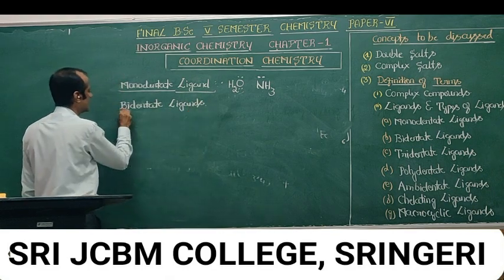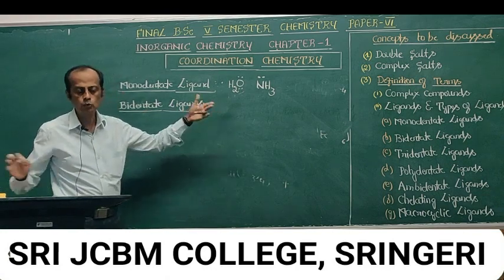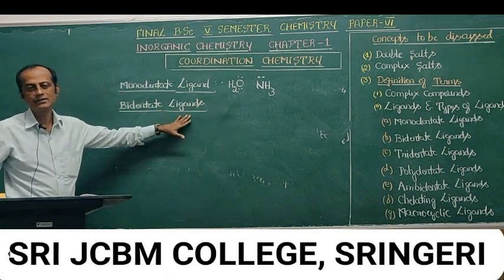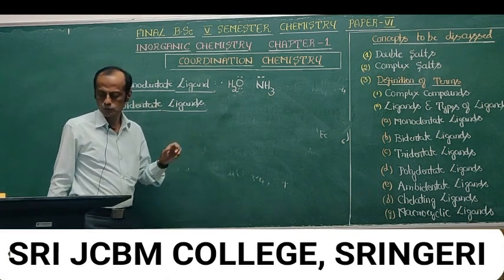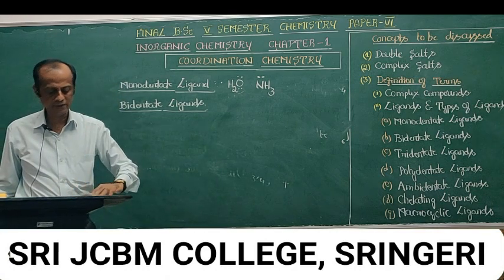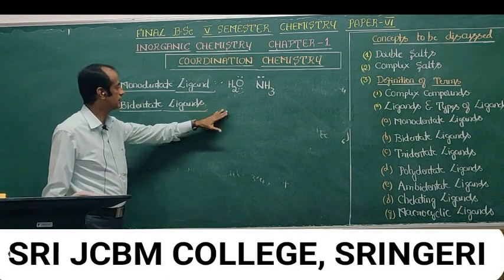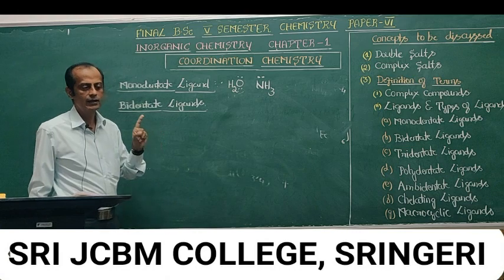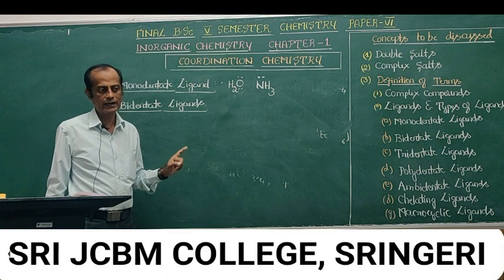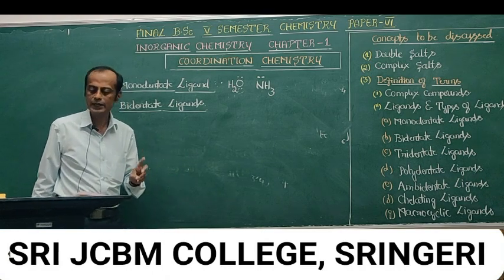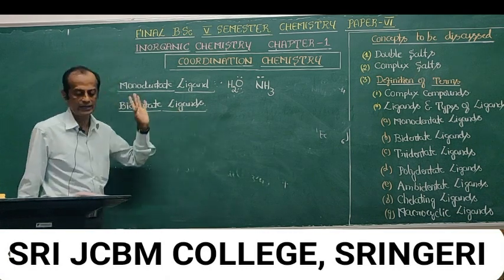Bidentate ligands, as the name itself suggests, can donate two pairs of electrons to the central metal atom. A ligand which has two donor atoms through which it can donate two lone pairs of electrons to the central metal atom or ion to form two coordinate bonds is called a bidentate ligand.